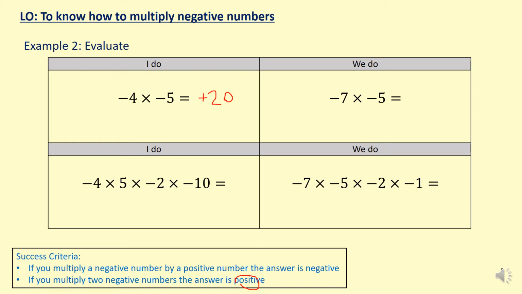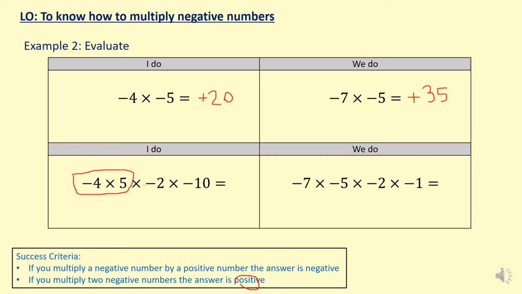Now again, I have a multiplication, I do 7 times 5, which is 35. And then negative times negative is positive. So your answer should be positive 35. Now let's look at these. If you see more than one multiplication, don't worry. Just start with the first two, find the answer, then multiply by the third one, then find the answer and multiply by the last one.